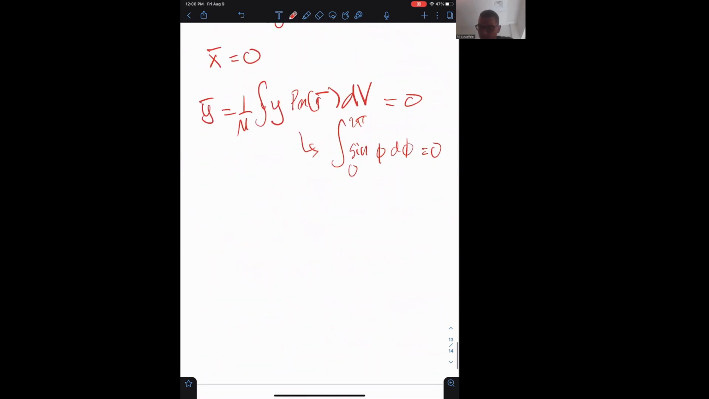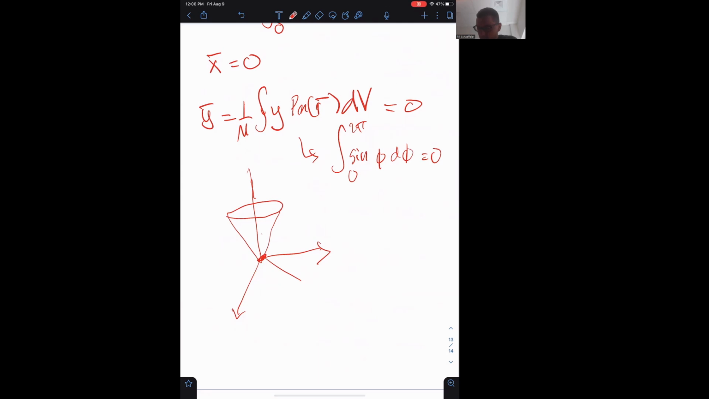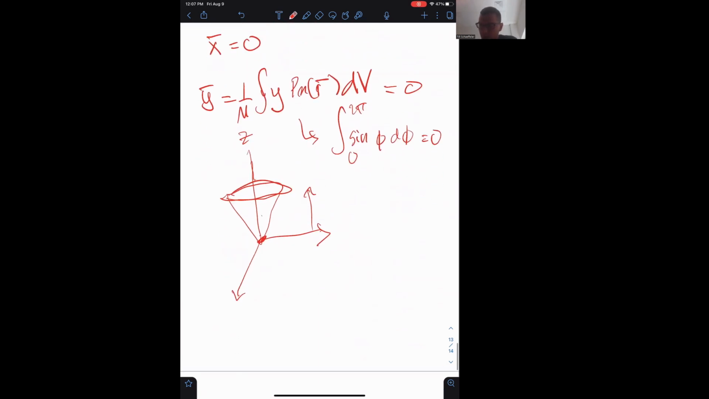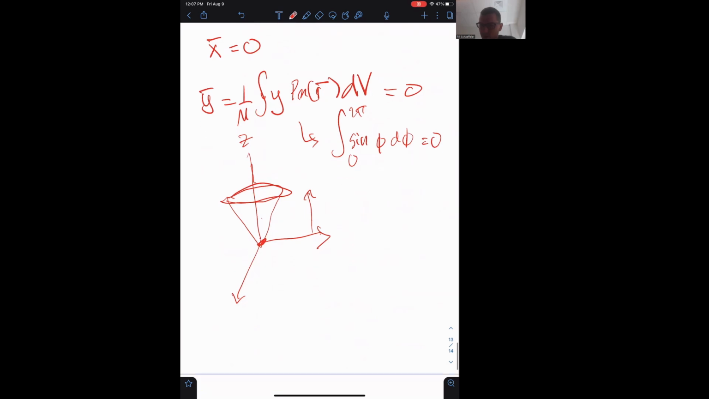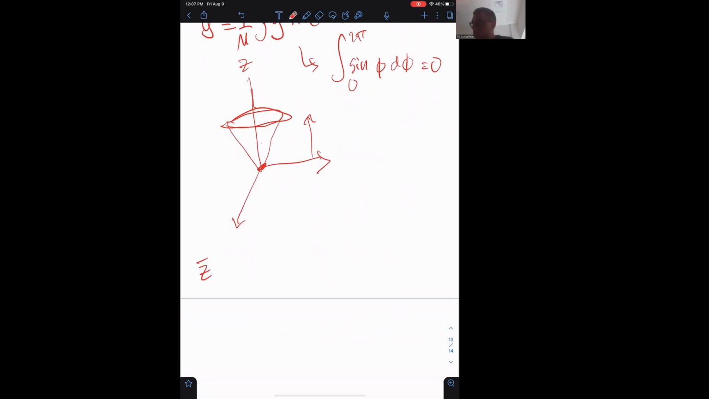And you probably could have guessed that, because this cone is perfectly centered on 0, 0, so it wouldn't make any sense if the x and y coordinates were somewhere over here. What you can expect though is this cone has more mass this way, so don't expect z to be 0. It's the z bar, which is what we're going to find now.